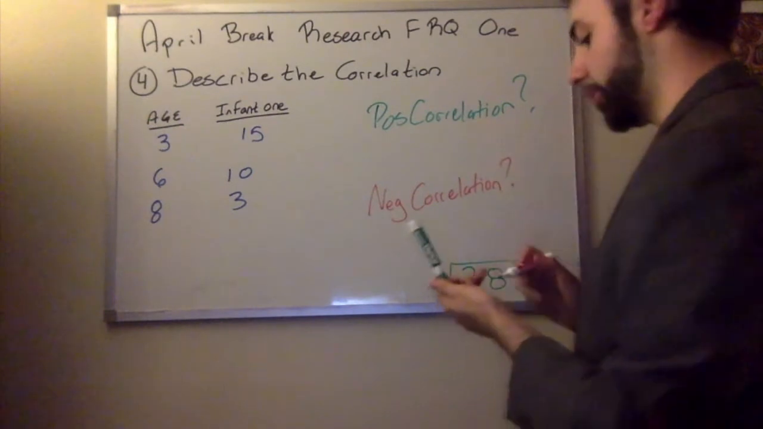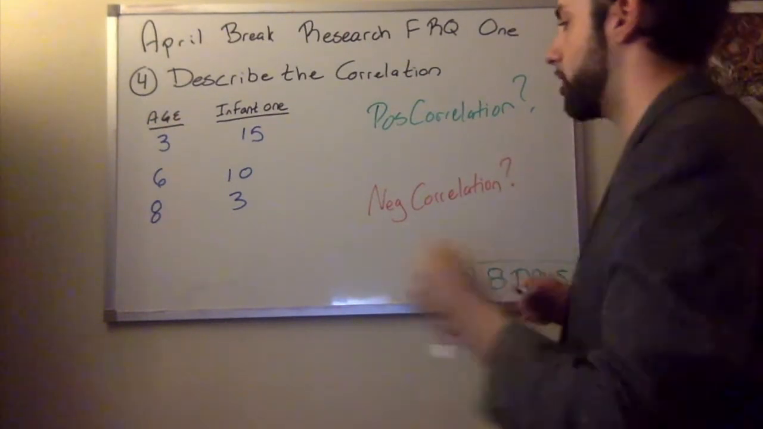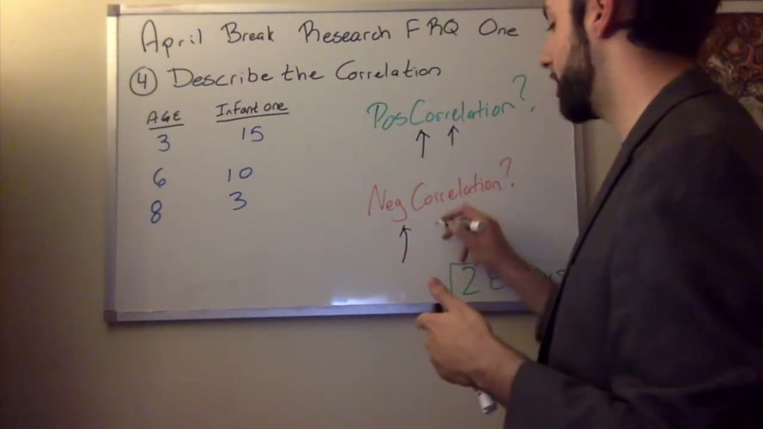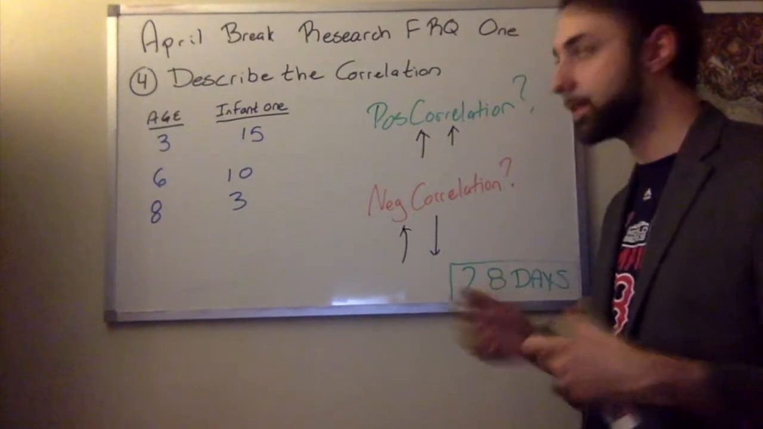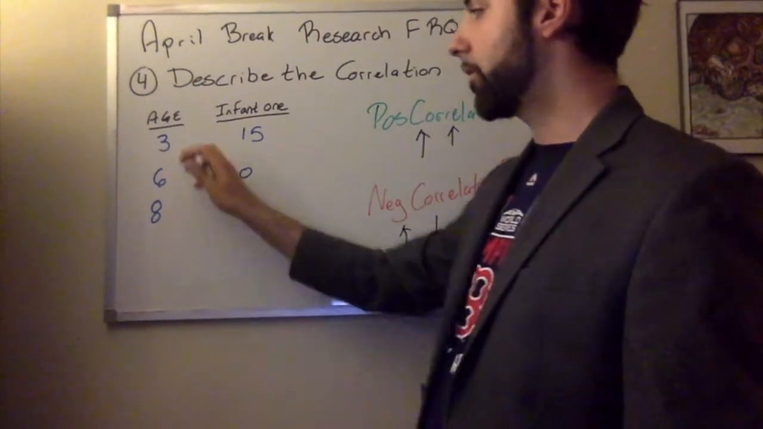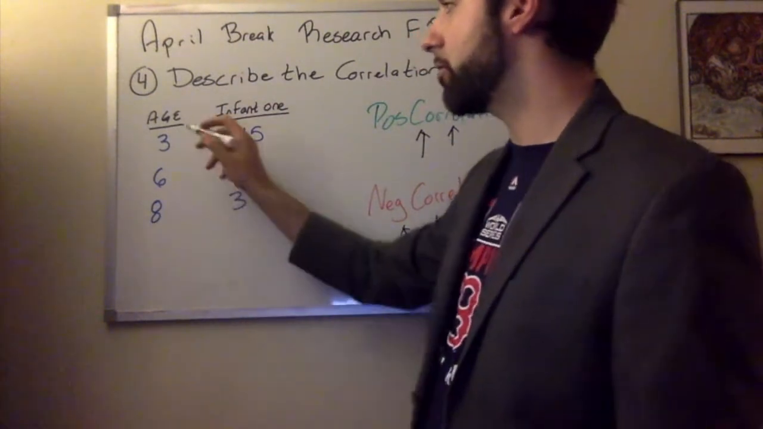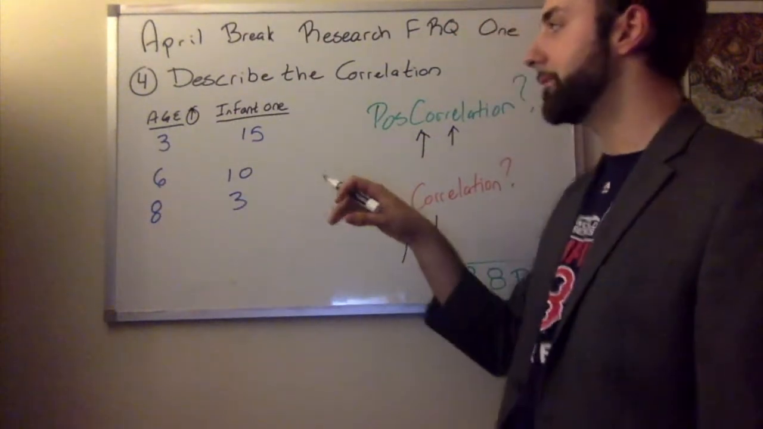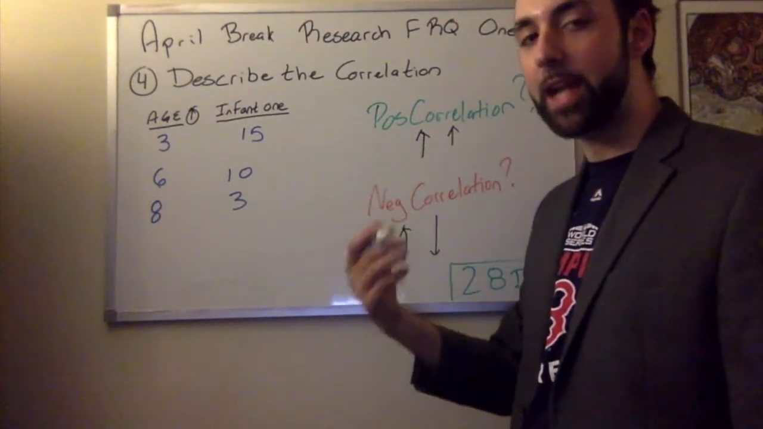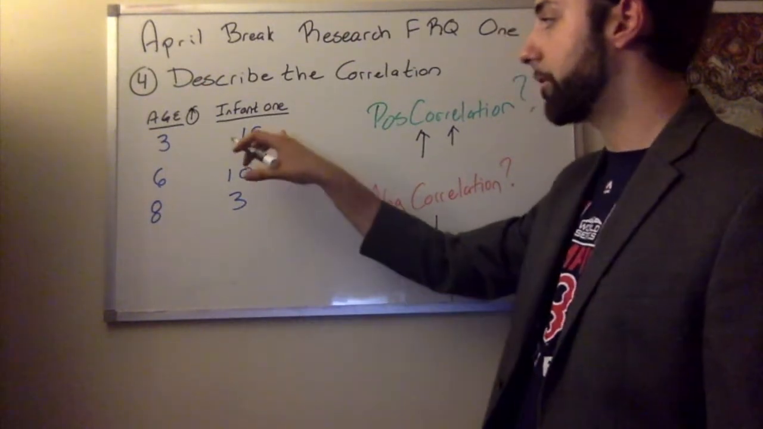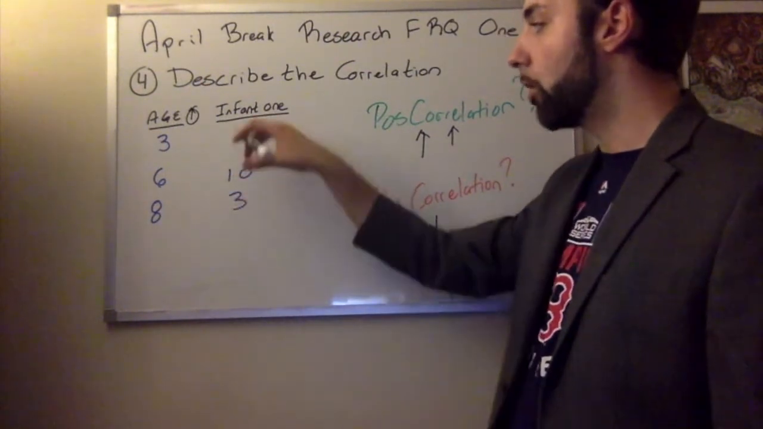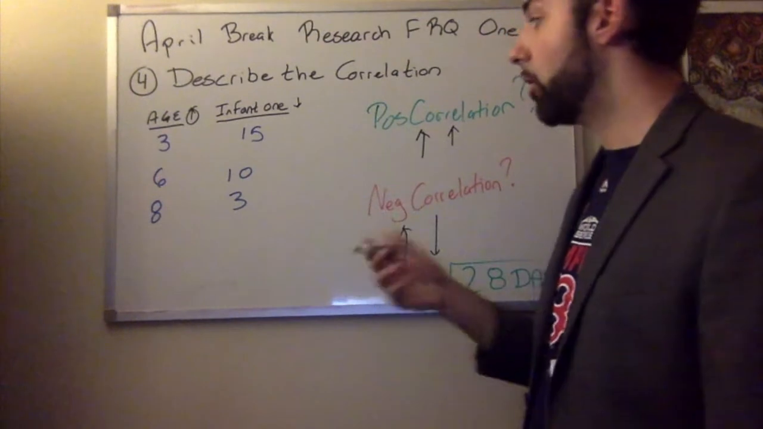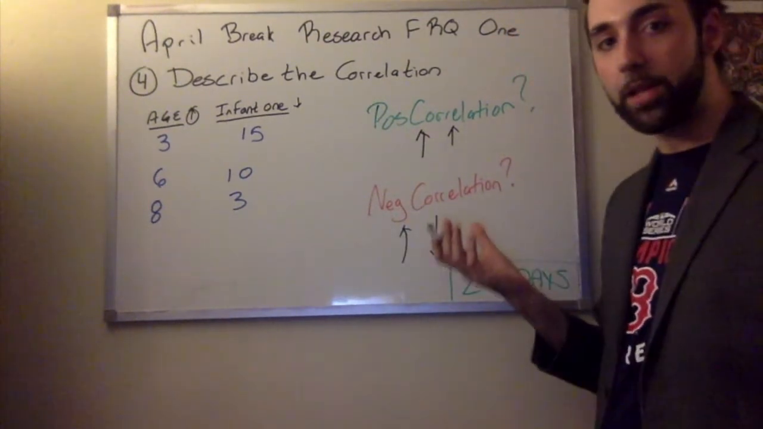A positive correlation would be a circumstance where both variables go up together. A negative correlation would be a circumstance where one variable increases while the other variable decreases. Let's take a look at these numbers. 3, 6, 8. So as age increases from 3 months to 6 months to 8 months, what happens to the quantity of time that the child takes to show interest in a new shape? Well, it goes from 15 to 10 to 3. What is the direction of movement in the column here? This is a decrease.